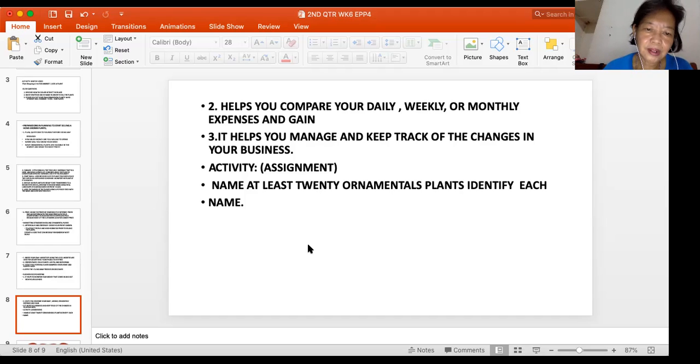The last activity is about your assignment. Assignment: name at least 20 ornamental plants and identify their names. That's all for today.